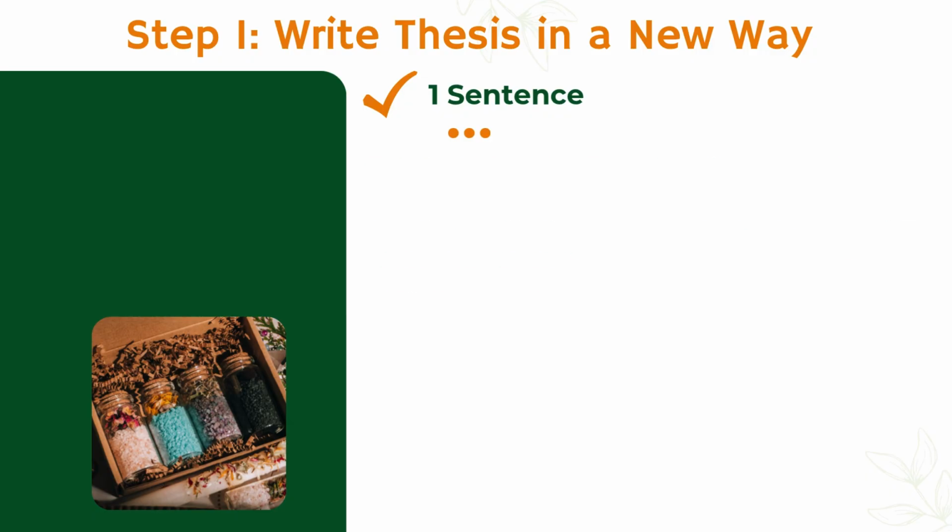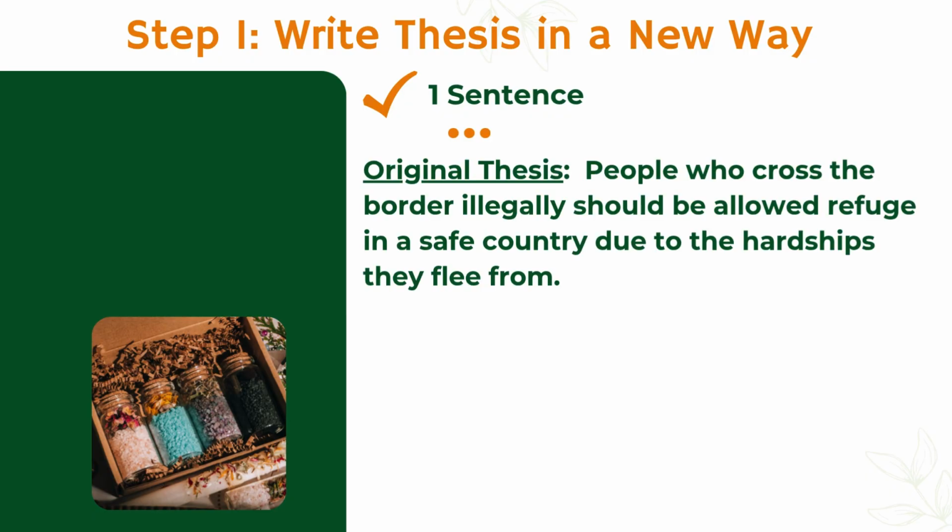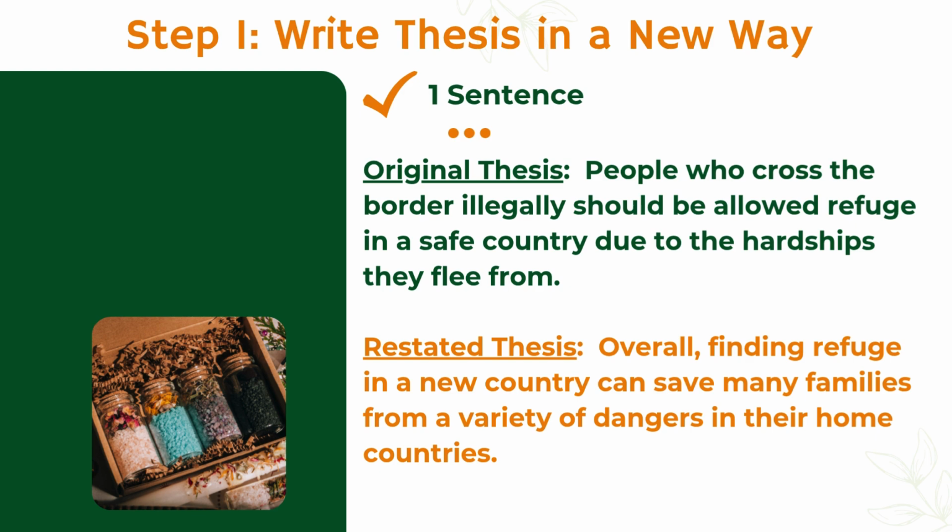Our original thesis for the introduction was, people who cross the border illegally should be allowed refuge in a safe country due to the hardships they flee from. We can adjust this to our restated thesis that looks like this. Overall, finding refuge in a new country can save many families from a variety of dangers in their home countries. Notice how they essentially say the same thing but in completely different words, so we aren't repeating ourselves.